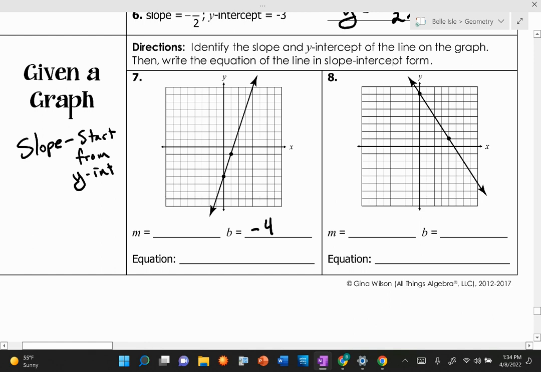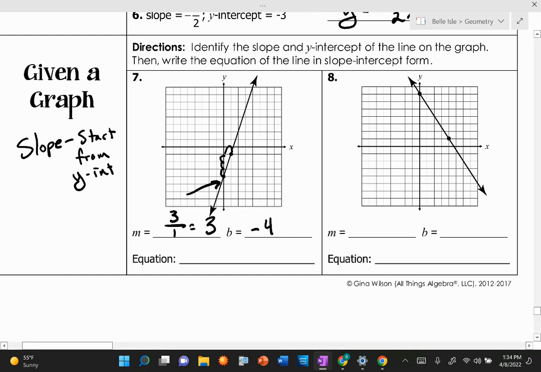I'm going to start at that point right there, and I'm going to count my rise first. I'm going to go up 3. 3 goes on top. Now, am I going to the right or to the left? I'm going to go to the right 1. That goes on bottom. If you mark that as your slope, I will count it as a 3 over 1. Absolutely. If you write your answer as just a 3, I will count that the exact same way. But we need to recognize that these are interchangeable. They are the exact same thing.